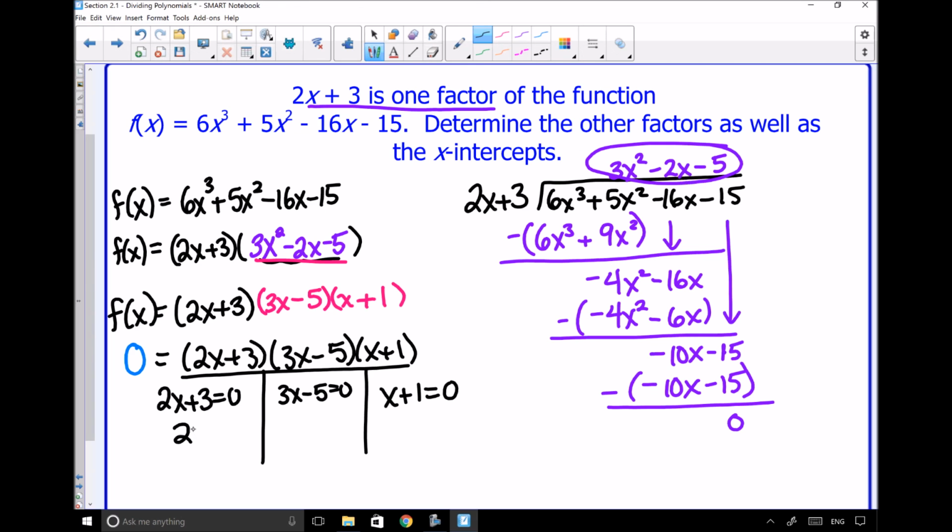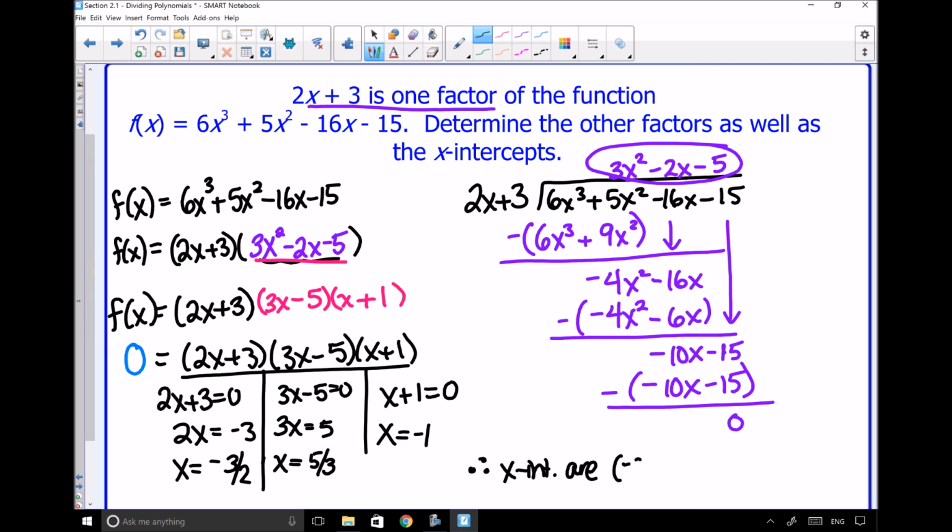So then I just solve each one of these. Subtract 3 from both sides, so I get 2x equals negative 3, which means x is negative 3 over 2. Here I would add 5 to both sides, so I get 3x equals 5, so x equals 5 thirds, and here I would get x equals negative 1. So I can say, therefore, the x-intercepts are negative 3 over 2, 0; 5 over 3, 0; and negative 1, 0. Okay?